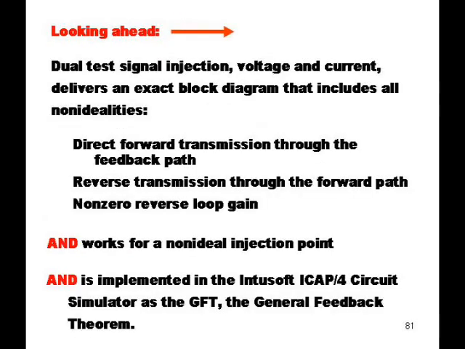This is where we're going next. We're going to find out the dual signal injection of both voltage and current delivers an exact block diagram that includes all the non-idealities. And this is where I predicted in the outline that we would take a break.